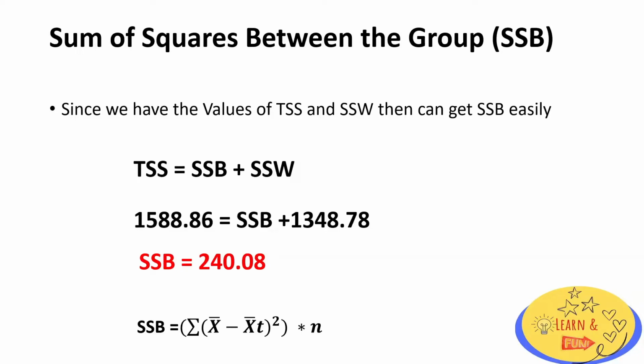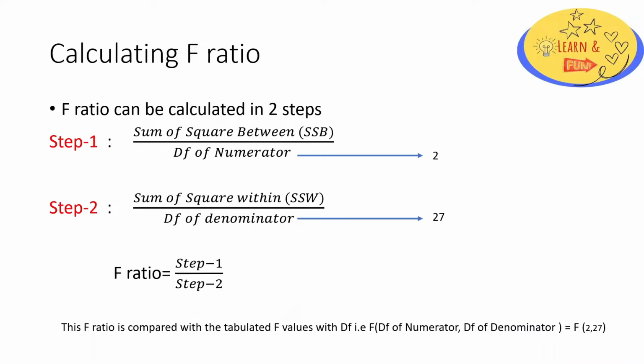Once you are clear about SSB and you have its value, the next important part is to calculate the F ratio. F ratio, as the name suggests, is a ratio of two things. Broadly speaking, it is the ratio between sum of square between divided by sum of square within. Step 1: take the sum of square between divided by its degree of freedom, popularly known as the numerator's degree of freedom. Step 2: find the SSW divided by the degree of freedom of the denominator.